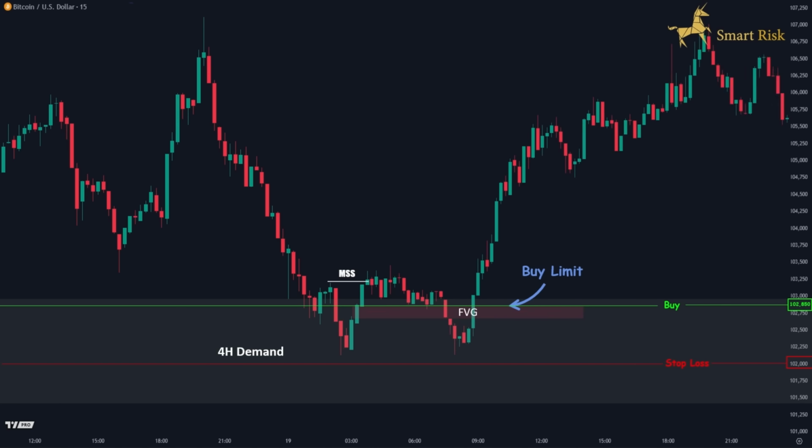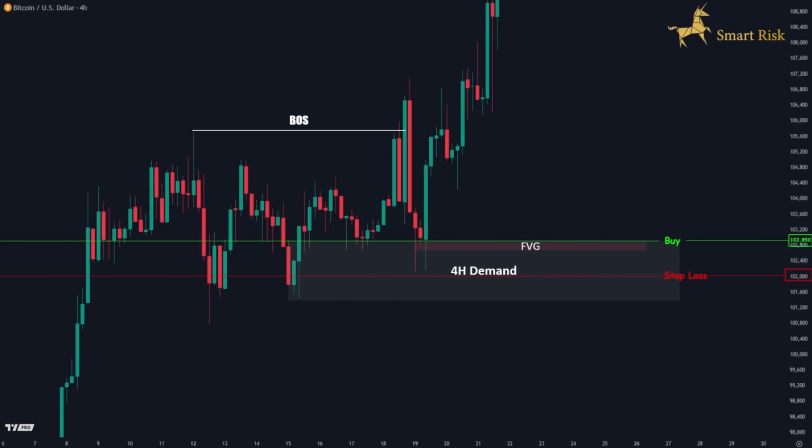As you can see, price pushed lower, tapped into our buy limit order, and then shifted direction, pushing higher exactly as expected. This confirms the effectiveness of combining higher time-frame demand zones with lower time-frame confirmations for sniper entries.